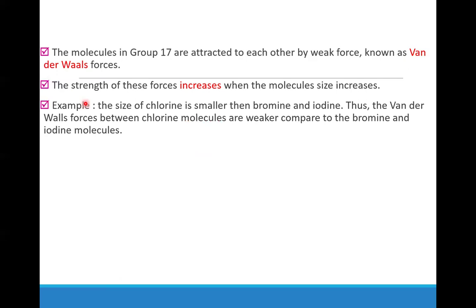So the example says that the size of chlorine is smaller than bromine and iodine, and thus the van der Waals forces between chlorine molecules are weaker as compared to the bromine and iodine molecules. And obviously, when the van der Waals forces are weaker in chlorine molecules, chlorine has a lower melting and boiling point as compared to bromine and iodine. Chlorine exists as a gas. Bromine also exists as a gas, but iodine exists as a liquid at room temperature.